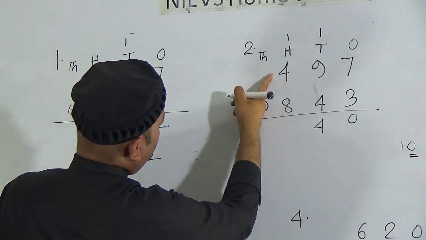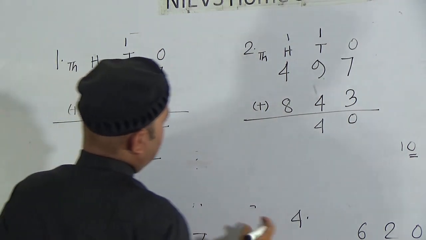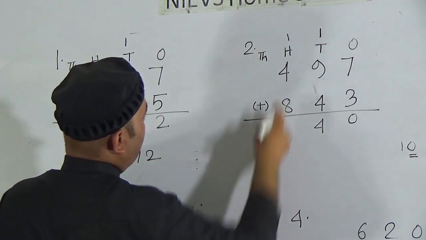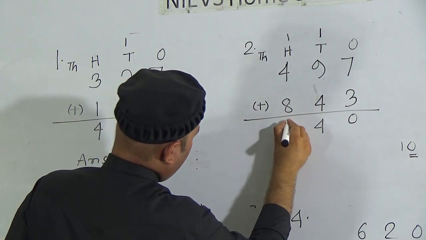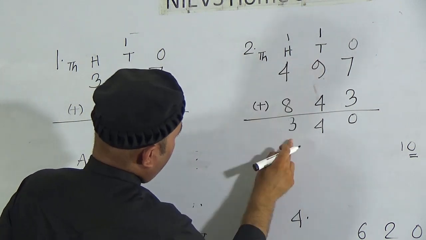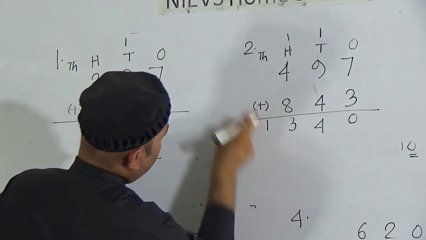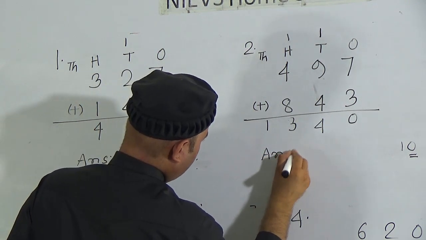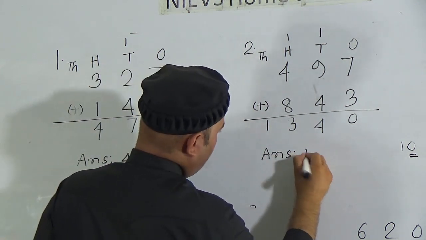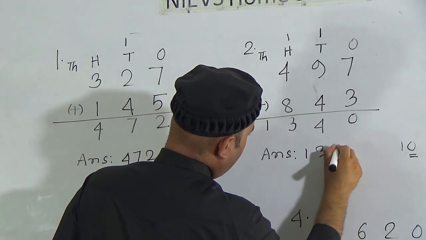Now 8 and 4. 8 and 4 what will be? 8 and 9, 10, 11, 12. And we have remaining carry 1. 12 and 1 it will be 13. So 3 in 100 place and 1 will be in 1000 place. So the answer will be 1340.